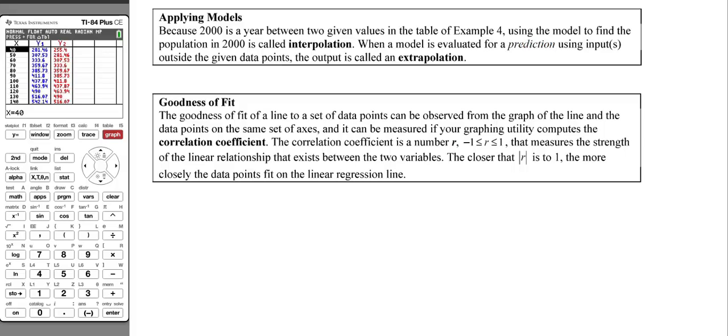There's a thing called goodness of fit. The goodness of fit of a line to a set of data points can be observed from the graph of the line and the data points on the same set of axes, and it can be measured if your graphing utility computes the correlation coefficient. The correlation coefficient is a number r between -1 and 1 inclusive that measures the strength of the linear relationship that exists between two variables. Now, the closer that the absolute value of r is to 1, the more closely the data points fit on the linear regression line.